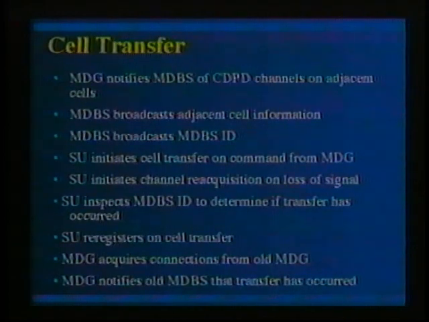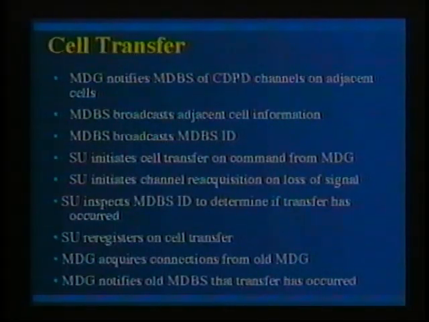Once it reacquires a channel, it detects the MDBS ID, which has always been broadcast on that channel, to know whether a cell transfer has occurred or whether it's just hopped to another channel within the same cell. If a cell transfer has occurred, the subscriber unit tells the MDBS, hey, I'm here, so that the system knows the subscriber unit has moved. It re-registers. And then the MDG does some sleight of hand behind the scenes to recover the state of the subscriber unit's connections and also to clear out that information from the old serving cell.